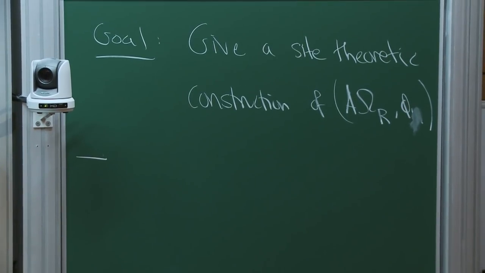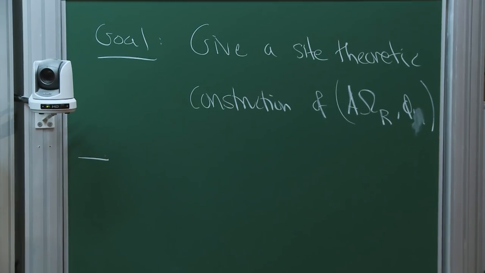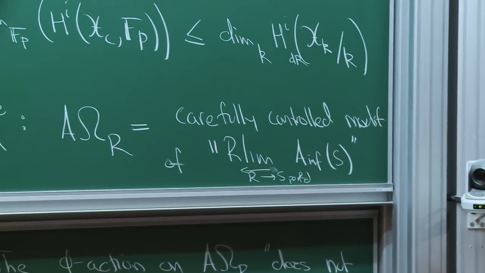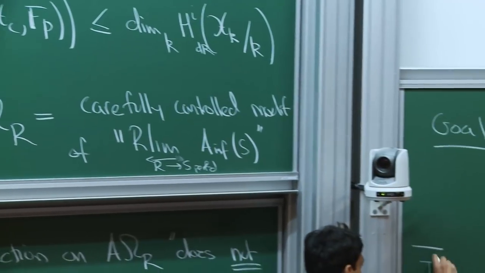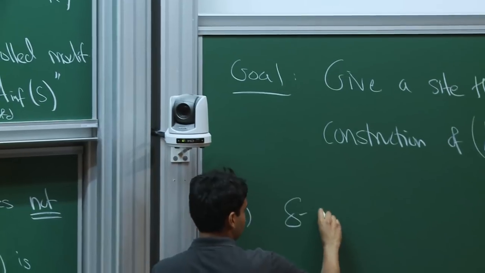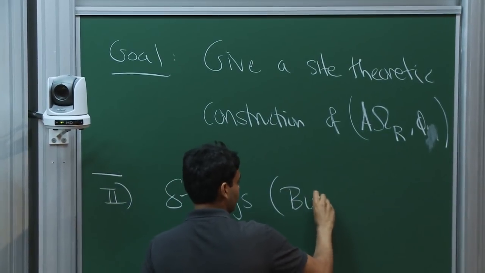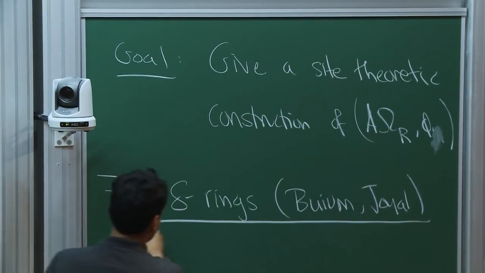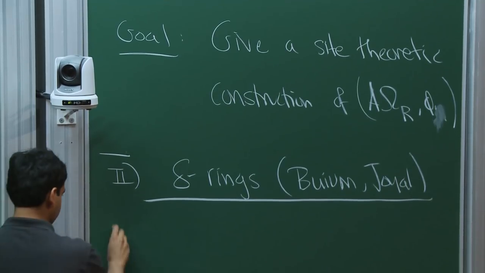OK, so in order to define this, I need to define this notion of a prism, which is essentially going to be some generalization of perfectoid rings. This definition of prism is in terms of things called either delta rings or p-typical lambda rings. This is in the sense of Joyal. We studied them extensively, and the definition is extremely elementary.